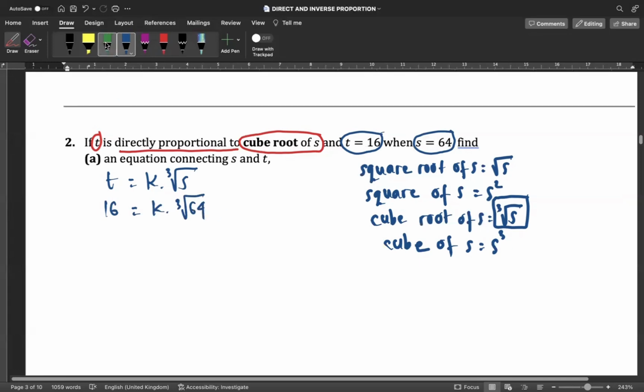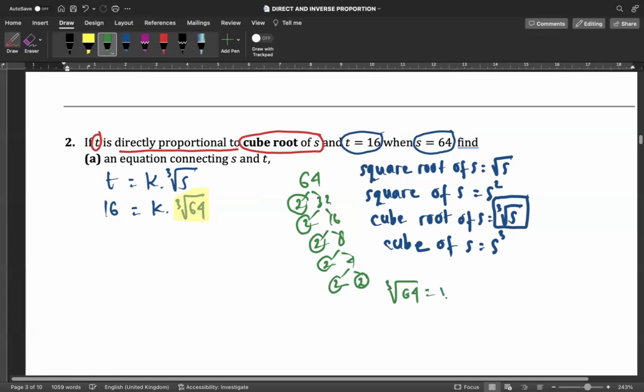Okay, now let's find the cube root of 64. We can find it using a factor tree. Let's write it here. We divide 64 by 2, we get 32. We divide by 2, we get 16, and divide by 2, we get 8, divide by 2, we get 4. Divide by 2, we get 2, right? So 64 is 2 times 2 times 2 times 2 times 2 times 2. Okay, so the cube root of 64 equals the cube root of 2 times 2 times 2 times 2 times 2 times 2.